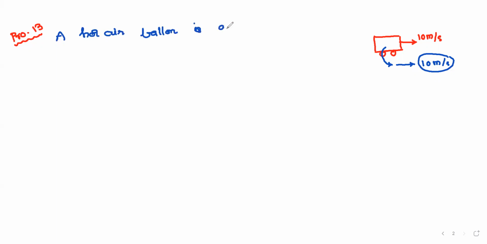Is going up with a constant velocity of say some 5 meters per second. Okay, this is one hot air balloon that is going up with a velocity of 5 meters per second.